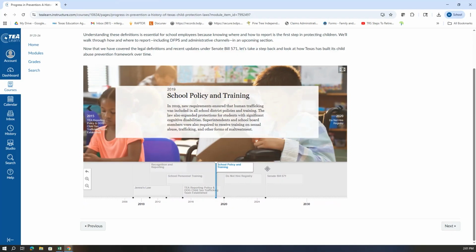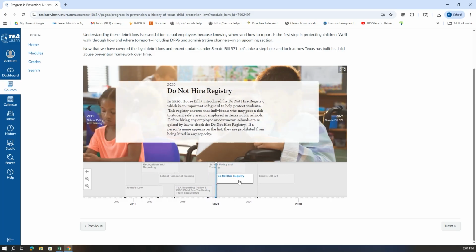In 2019, new requirements ensured that human trafficking was included in all school district policies and training. The law also expanded protections for students with significant cognitive disabilities. Superintendents and school board members were also required to receive training on sexual abuse, trafficking, and other forms of maltreatment.